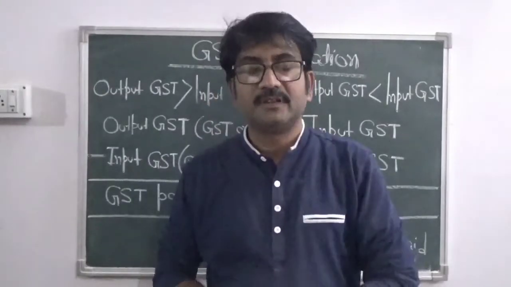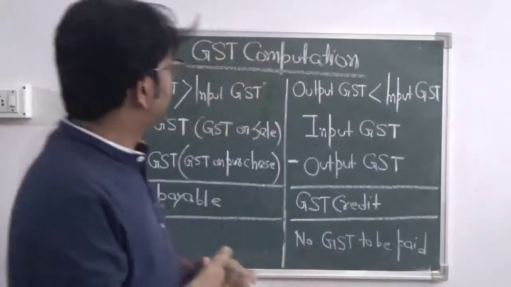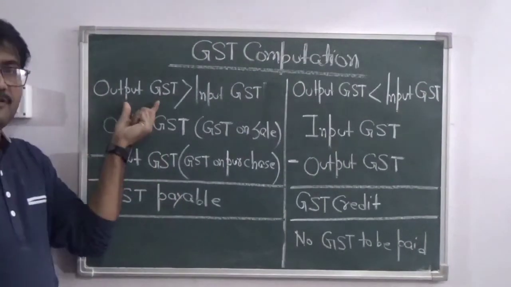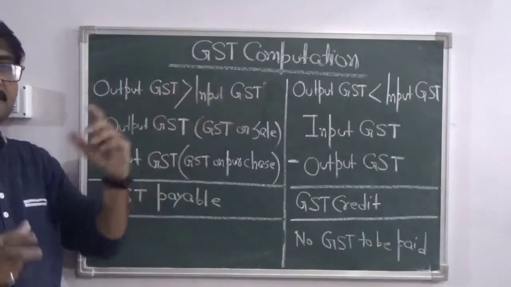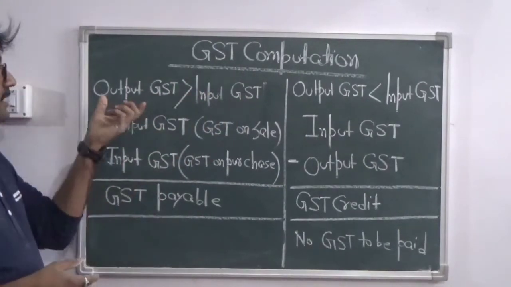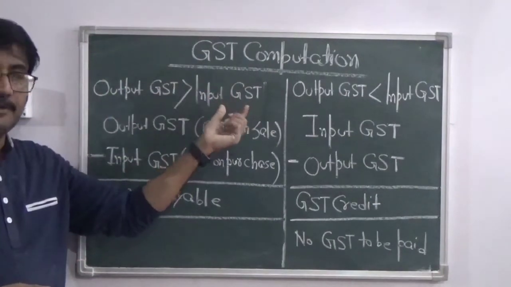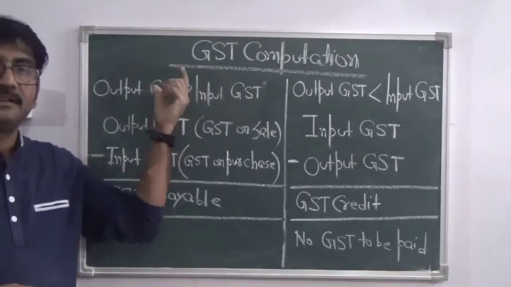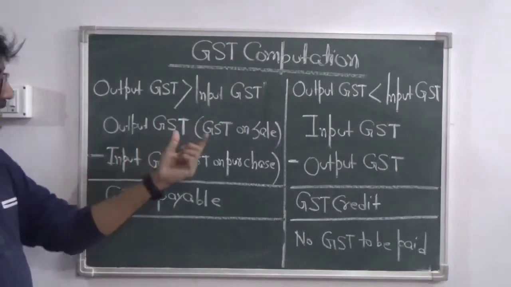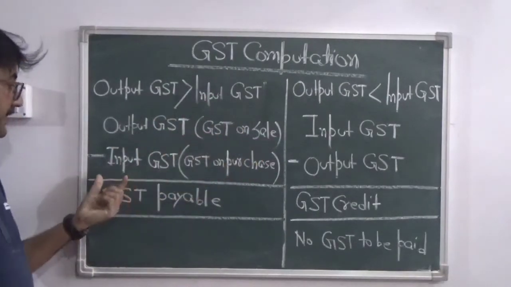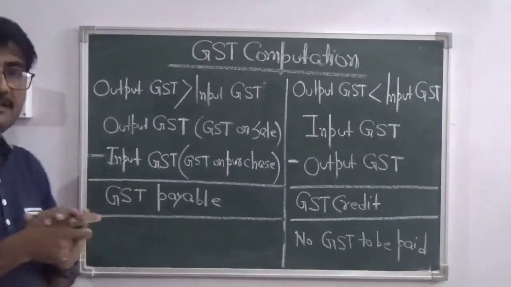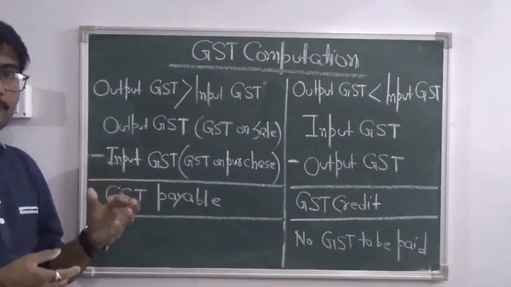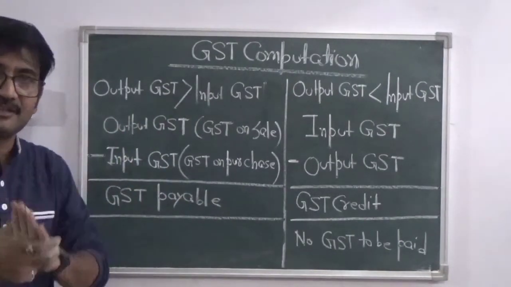Now let us see this GST computation. How do we calculate GST? When the output GST, that is the GST collected, is greater than the input GST, that is the GST paid, that means tax collected is greater than tax paid. Then output GST, that is GST on sale, minus input GST, that is GST on purchase, the difference is the GST to be paid. So the difference of these two, the amount that is paid to the government, is the GST.